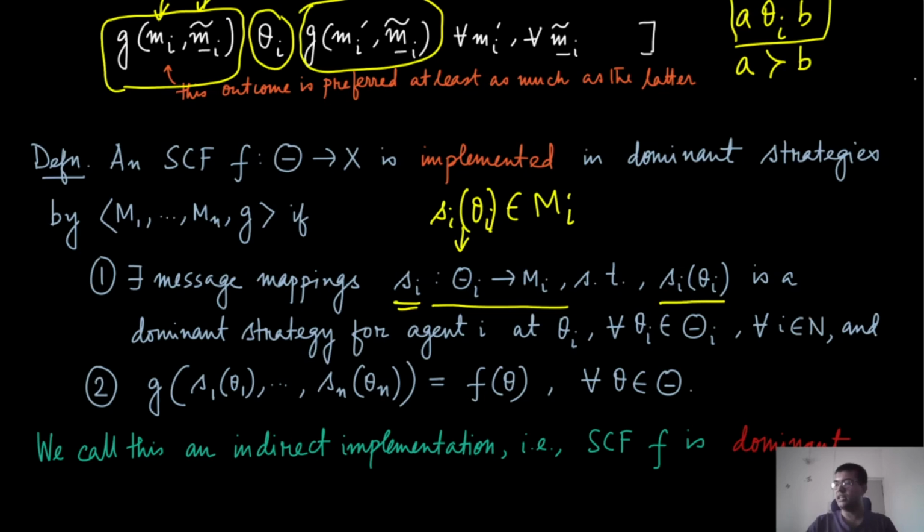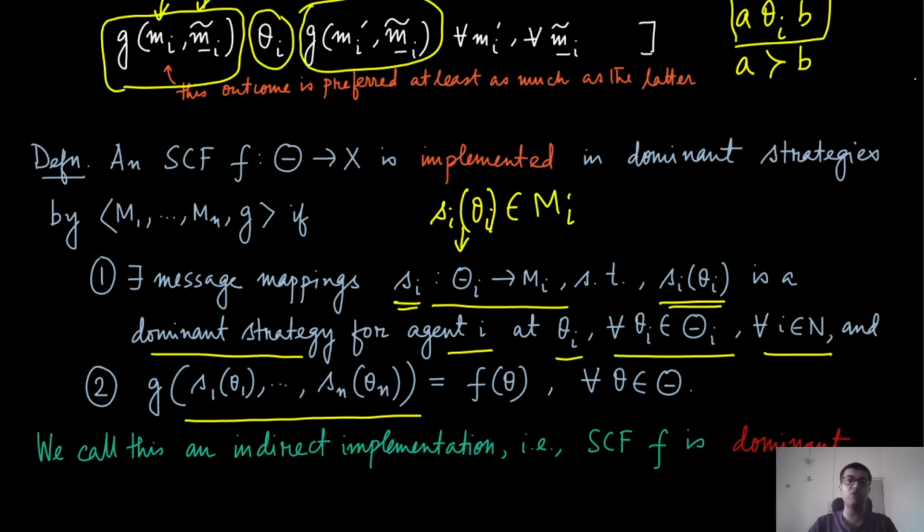And then what is the property of that message mapping s_i? It is a dominant strategy for agent i at theta_i, and this dominant strategy is already defined in the previous definition. So this should hold for all small theta_i in capital theta_i and for all players in N. So that is one condition, and the other condition is in that equilibrium. You can think of this s_i comma s_minus_i, this strategy profile, as a dominant strategy equilibrium for all these players. And what should happen in that equilibrium?